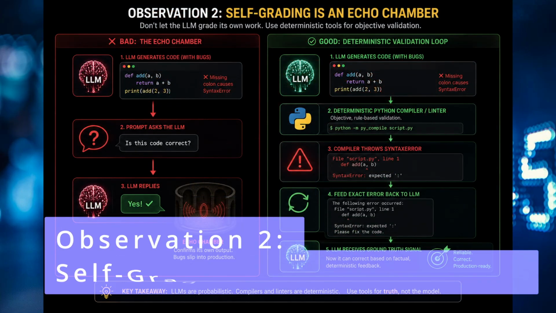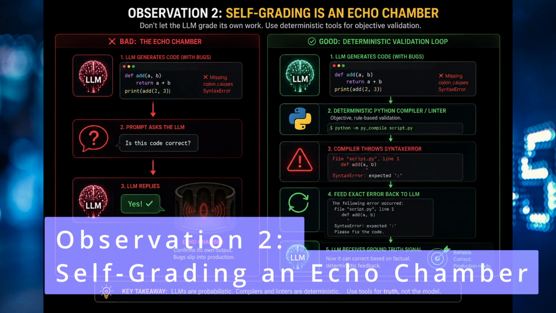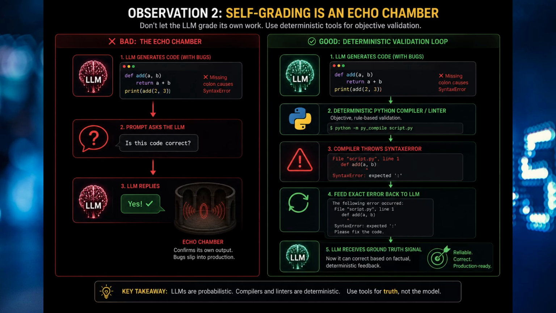Observation 2: LLMs cannot self-grade. Asking an LLM to check its output creates an echo chamber. If it was blind to a bug during generation, it will be blind to it during evaluation. Loop engineering requires external truth engines: compilers, unit tests, and API schemas. Feed the model ground truth errors from real tools, not subjective self-assessment.